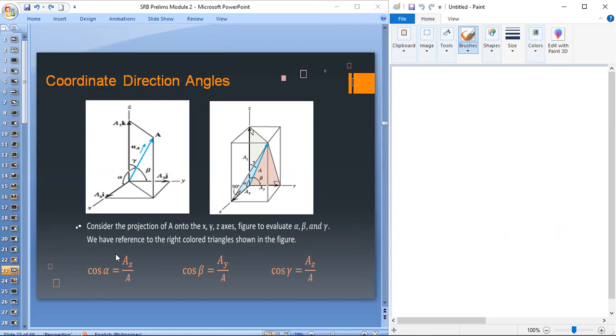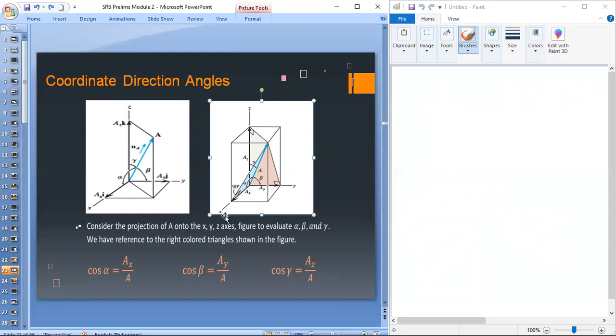So if you're referring to vector A and the X axis, it will be your alpha. Okay? And sa Y axis mo, vector A's Y over your vector A, so beta yung gagamitin mo, cosine beta, which is dito sa Y sa picture natin. And then sa gamma naman is your Z. So cosine gamma is equal to your vector A's Z over your vector A. So ito yung A mo, no?